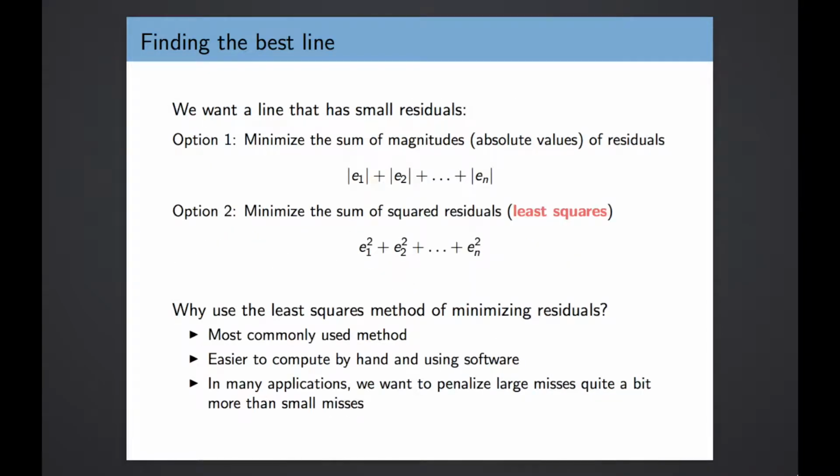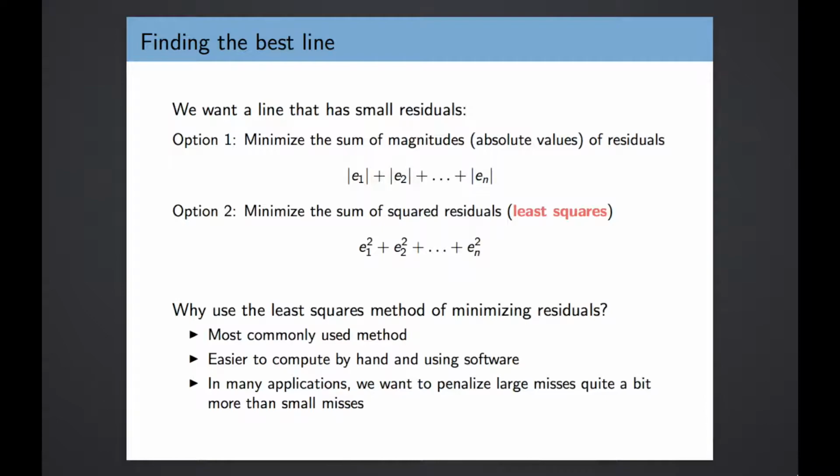As we try to find the best line through our data points, our key rule of thumb is going to be to find a line that has small residuals. So this is a line that gets as close as possible to as many of the data points as possible. And there are two main ways of thinking about minimizing residuals. The first is to minimize the sum of the absolute values of residuals. So this just takes the difference between every data point and the regression line, takes the absolute value of that distance, and sums all of those distances up for all of the data points in our sample.